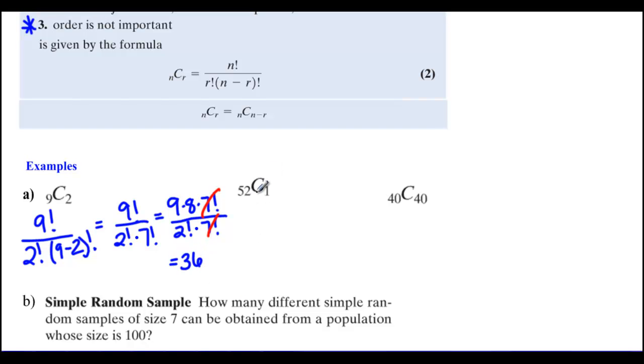And then I want us to think about 52 choose 1, the second part of A. So 52 choose 1 is asking us how many ways we can choose one item from 52 of them. Well, we're going to pick them one at a time, and we would have 52 ways to do that. And then for this 40 choose 40, because the order doesn't matter, it's asking out of 40, how can we group 40? Well, there's only one way, and that's going to be the group of all 40. So this should be 1.